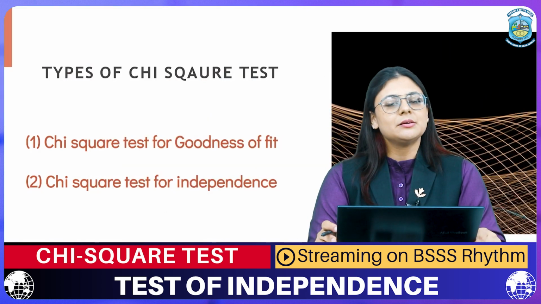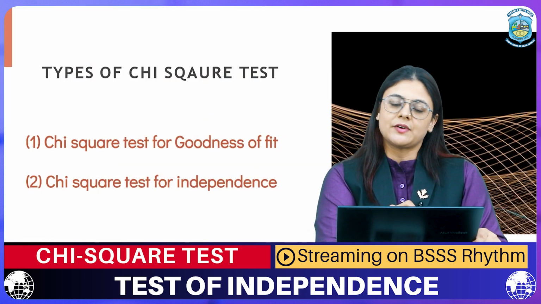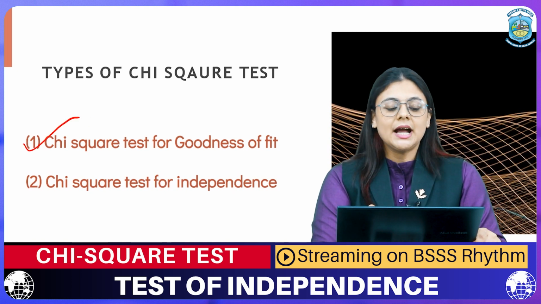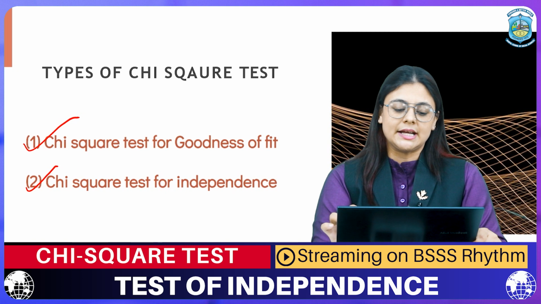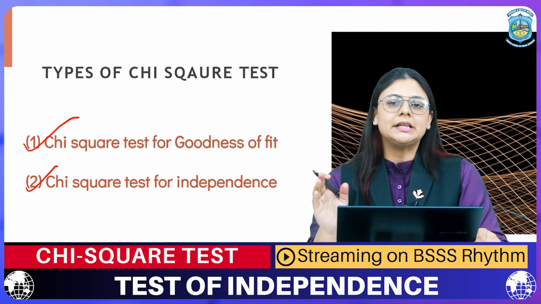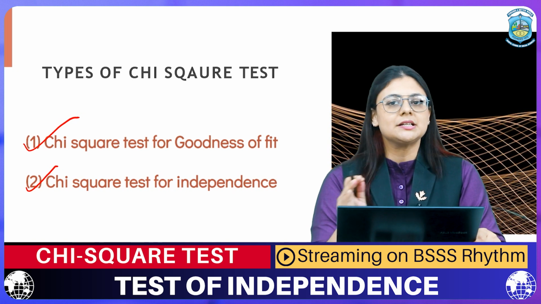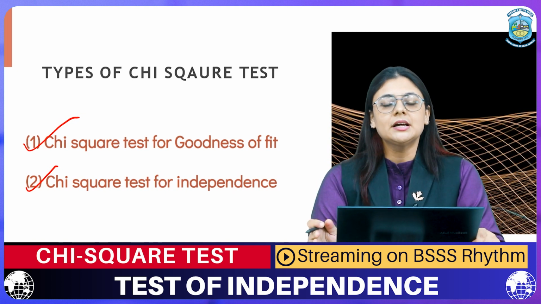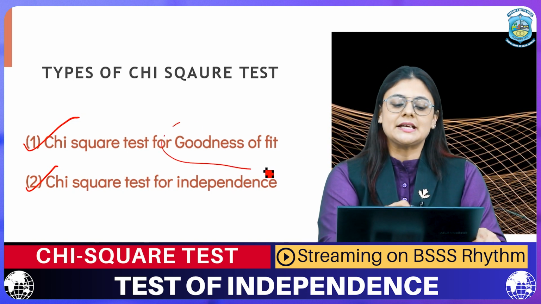As we had discussed in the previous module, there are two types of chi-square test. One is the chi-square test for goodness of fit, and the second one is the chi-square test for independence. In the previous module, we will provide you the link in the description box, so you can visit our previous module with the help of the link provided. We had discussed the goodness of fit test in detail.